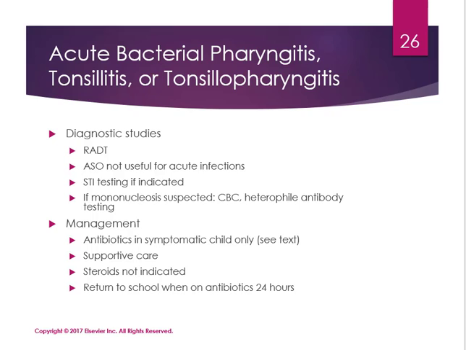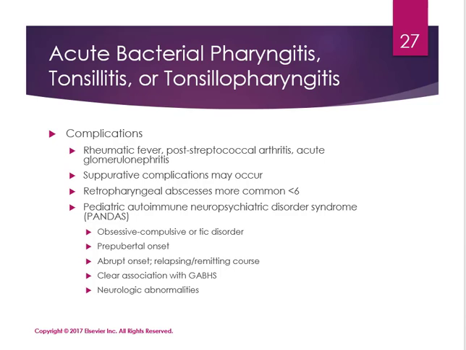You would be offering supportive therapy. Steroids are not indicated, and the child is able to return to school when they've been fever-free and on antibiotics for 24 hours. There can be several complications of these conditions. If a child has had strep, they could have rheumatic fever, post-streptococcal arthritis, acute glomerular nephritis. Those that are less than 6 may have retropharyngeal abscesses.